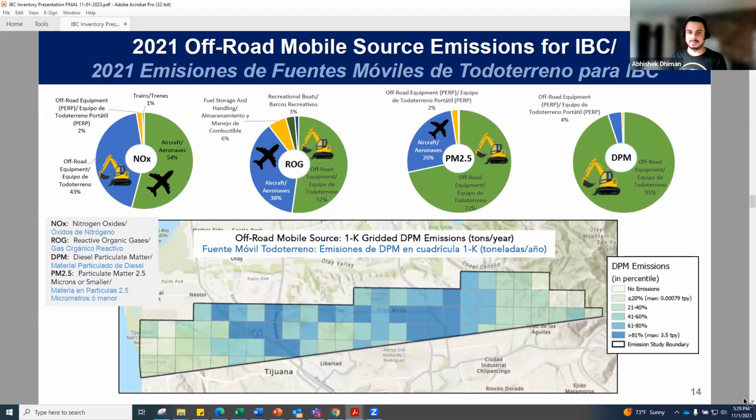in the IBC community. The map here shows the off-road mobile DPM emissions and how they are distributed in the community. As you can see from the map, the DPM emissions are heavily concentrated in areas adjacent to major roads, the 905 freeway, 125 freeway, and I-5 and 805 freeway, from the northern portion to the border crossings, both in San Ysidro and Otay Mesa. I'll pause for a moment to see if there are any questions on off-road.